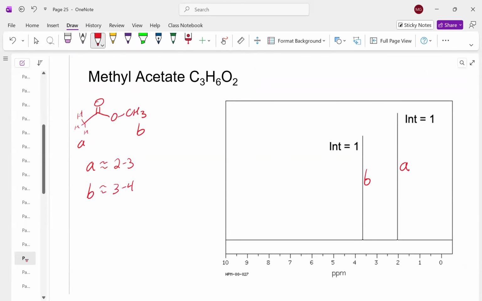Again, let's look at the integration here. The integration says A is 1 and B is 1. But we know that's not the case in the formula for methyl acetate. What this is saying is that the ratio of A to B should be 1 to 1. And in fact, they are. There's 3 A hydrogens and 3 B hydrogens. Yet our integration just gives us that ratio in the lowest terms.